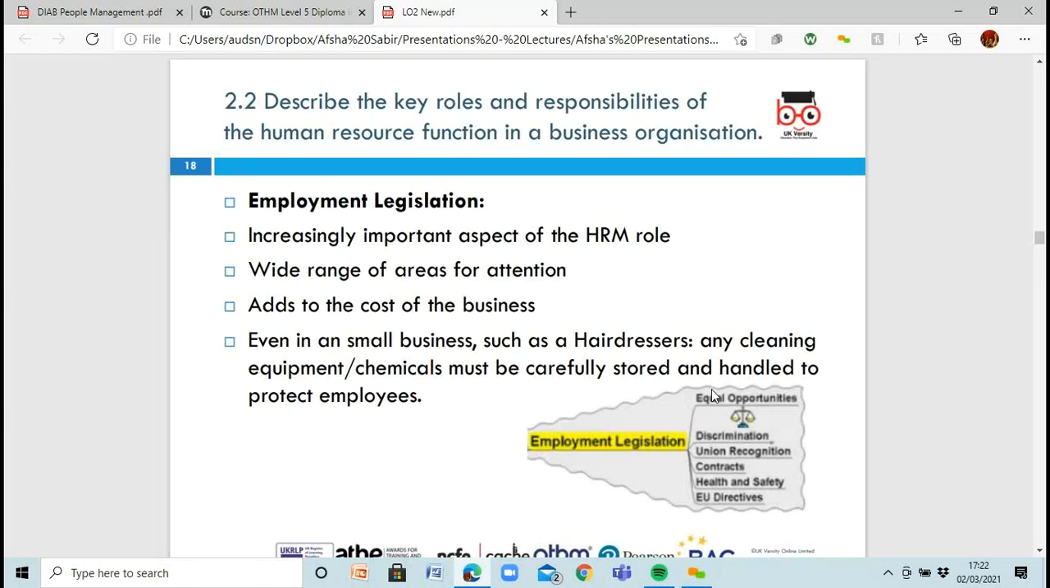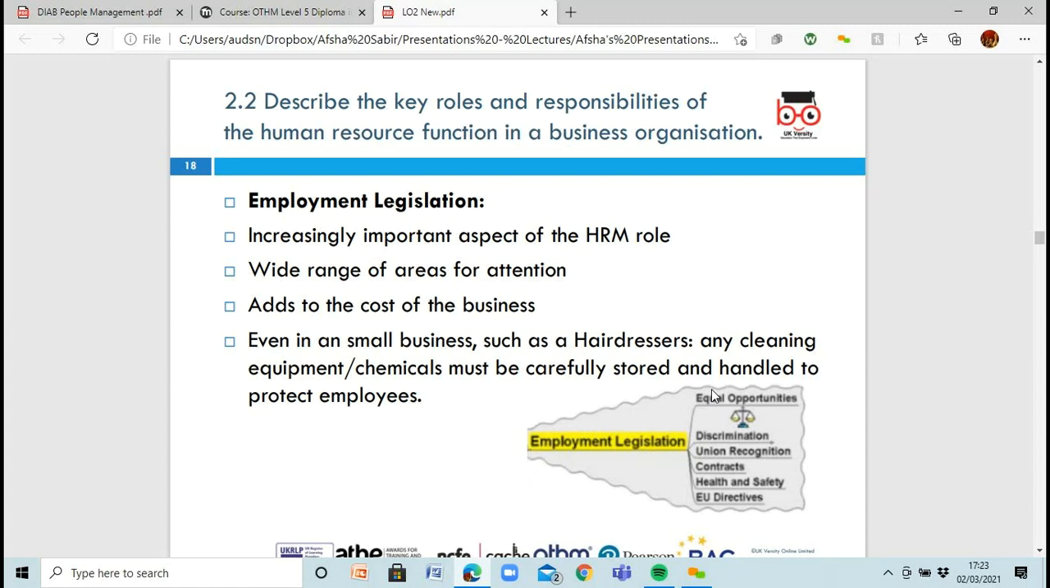Then we've got the legislations. So this is a very important aspect of human resources. There's a wide range of areas that you're going to be looking at, which we will look at in a moment. This can actually add to the cost of business because if you're following certain legislations, it can be costly because you have to do things to a certain specification, to a certain standard. You're liable to do certain things in a certain way just to make sure that everybody is safeguarded.